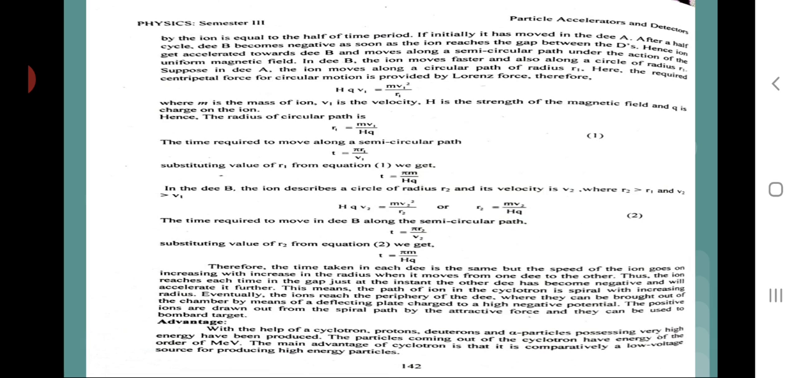under the action of the uniform magnetic field. In D B, the ion moves faster along a circle of radius r1. Suppose in D A the ion moves along a circular path of radius r1. Here the required centripetal force for circular motion is provided by the Lorentz force. HqV1 is equal to mv1 square by r1, where m is the mass of the ion, v1 is the velocity, H is the strength of the magnetic field, and q is the charge on the ion. Hence, the radius of the circular path r1 is equal to mv1 by Hq. The time required to move along a semicircular path, t, is equal to pi r1 by v1. Substituting this value, we get t is equal to pi m upon Hq.